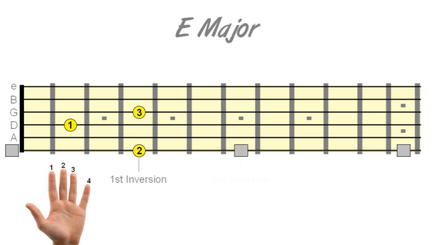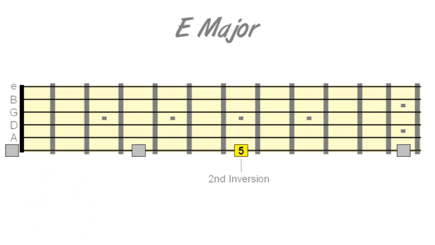Next, we move up to the 5th bass note at the 7th fret on the same bass string for our second inversion E major shapes. Finally, to the octave root position at the 12th fret.